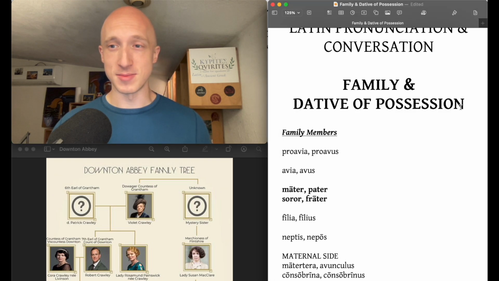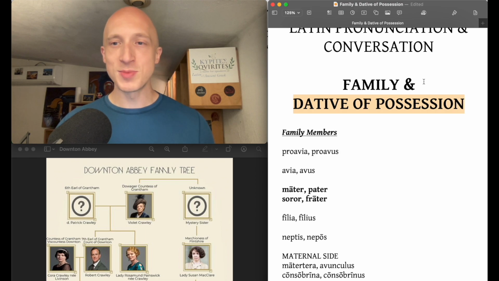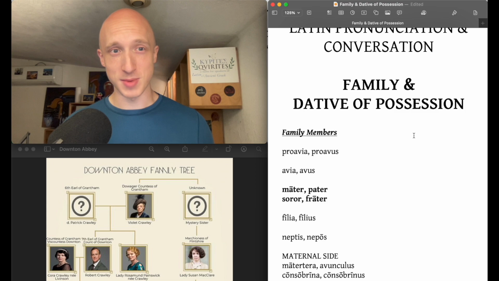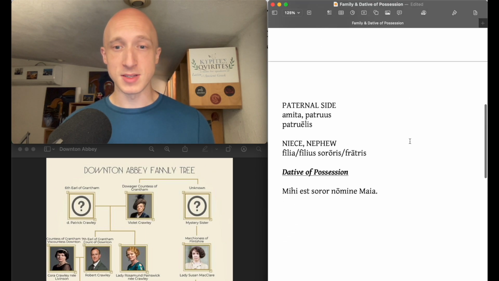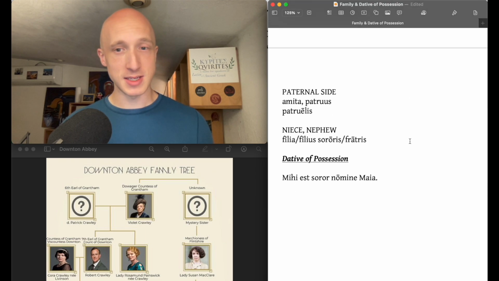And this is a big sounding grammar term, the dative of possession, which makes it sound somewhat intimidating, as do many, if not most, of the grammatical terms, I'd say, probably in Latin. But we're going to hopefully demystify some of that because it's actually wonderfully easy.